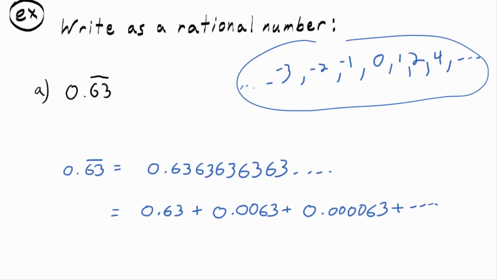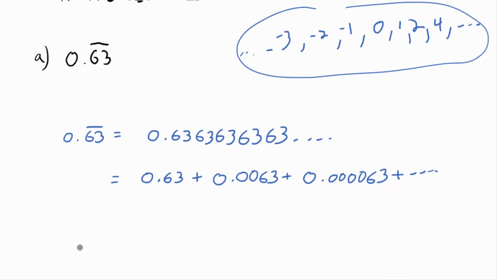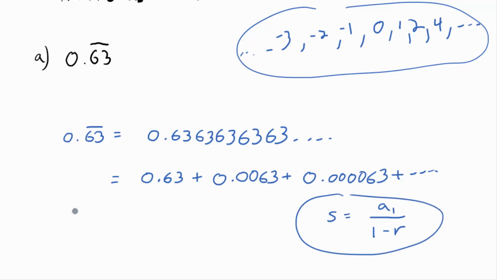Okay, let's write down the formula. S is equal to A1 over 1 minus R. So keep that in mind. Can you tell me what A1 is? 0.63. Can you tell me what R is? It is 0.01. Does everybody see it's 0.01, not 0.1 anymore? Because the decimal has to move 2 places to go from 0.63 to 0.0063. To get it to move 2 places, we multiply by 0.01 or 1/100th.